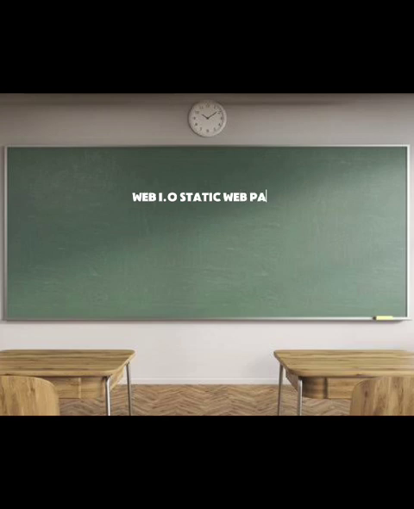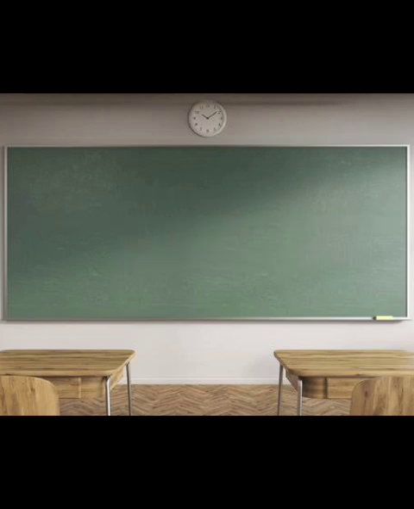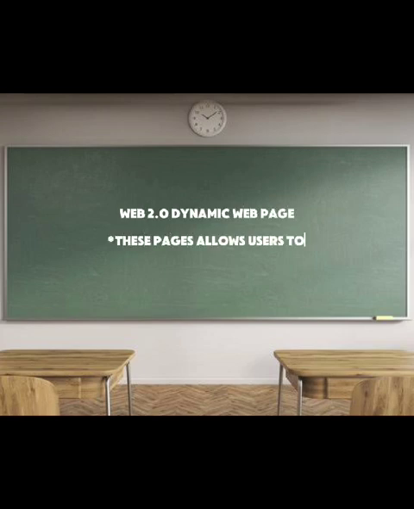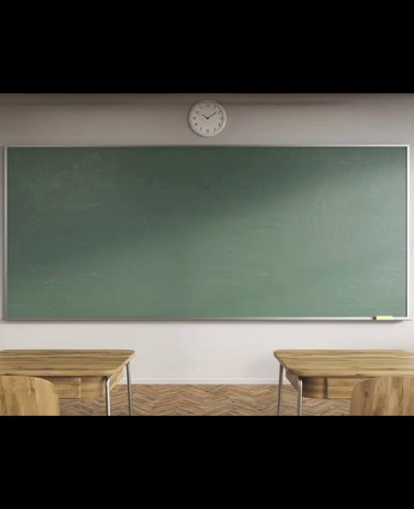Web 1.0, the static web page. These pages are as is and cannot be manipulated by the user. Content is the same for all users. Web 2.0, the dynamic web page. These pages allow users to interact with the page instead of just reading it. The users can create their account and modify what they see.